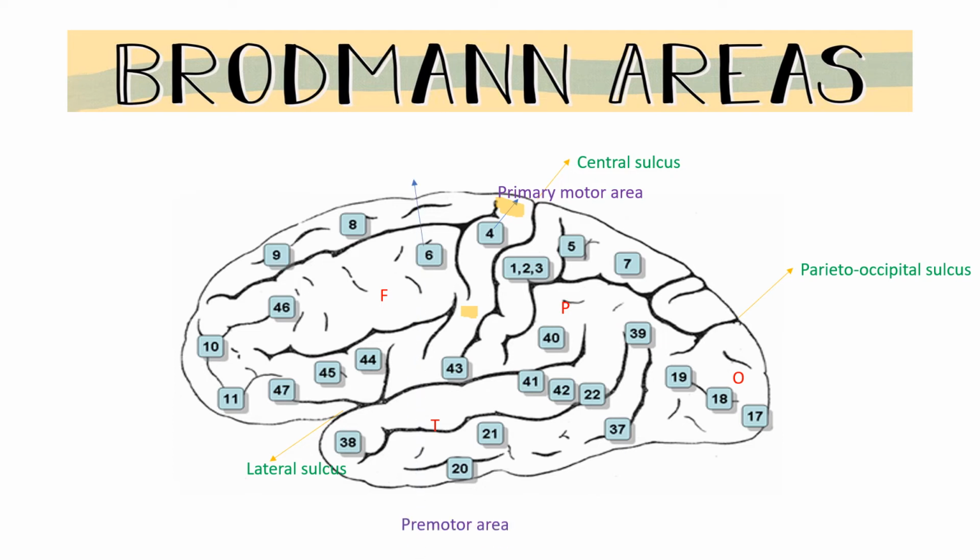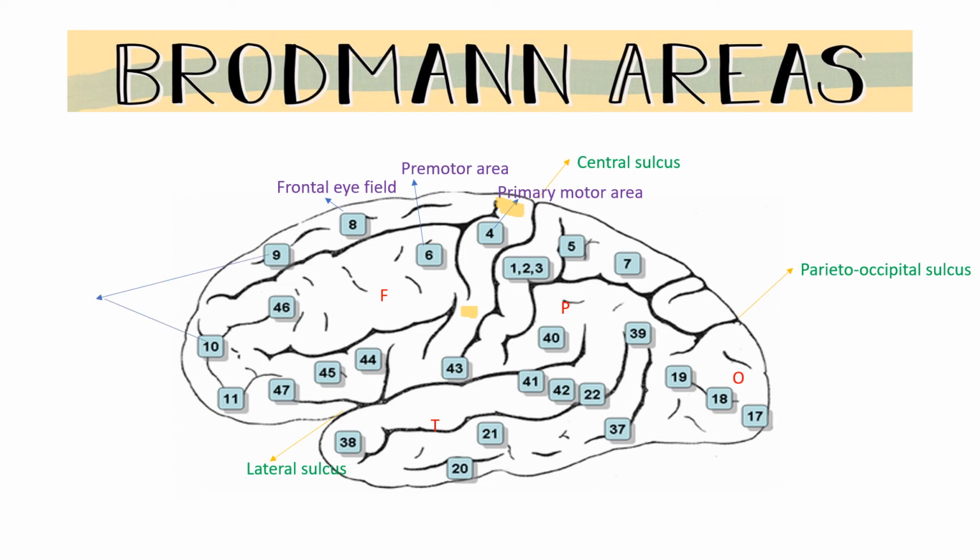Next, area number 6 is the premotor area. The premotor area is located just anterior to the primary motor area, and this area is responsible for the voluntary motor activities initiated by the primary motor area. Next, area number 8, that is the frontal eye field, which is responsible for conjugate movement of the eyes to the opposite side of the body.